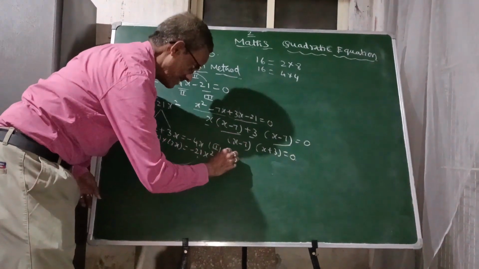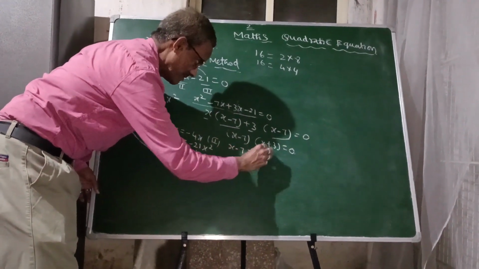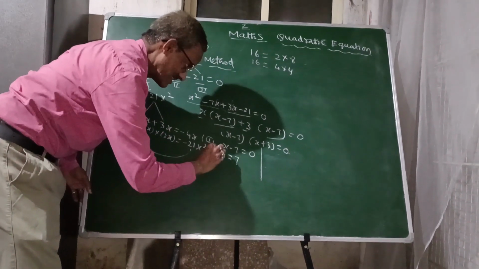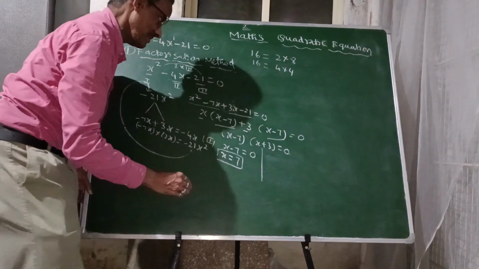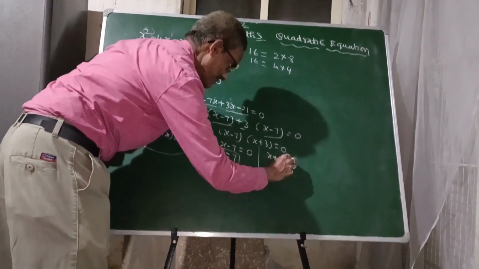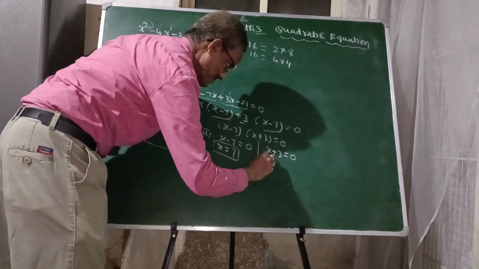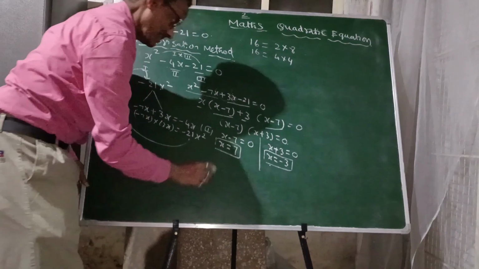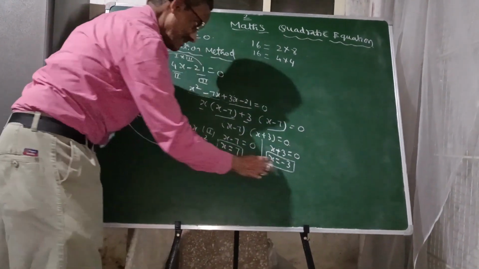Suppose we consider x minus 7 is equal to 0. If minus 7 goes to the other side, you will get plus 7. That is the x value we got. Now if you take the other term, x plus 3 equal to 0. Now plus 3 goes to the other side and becomes minus, so we get the x value as minus 3. So we are getting the x values as 7 and minus 3.